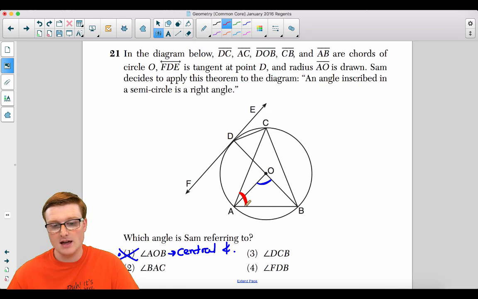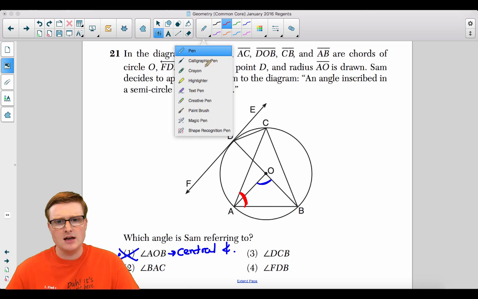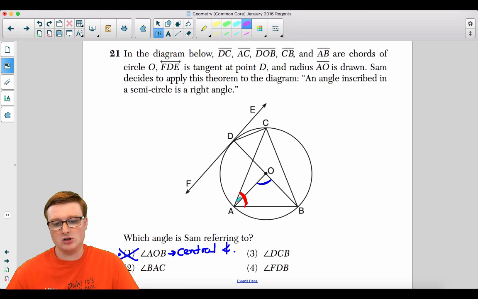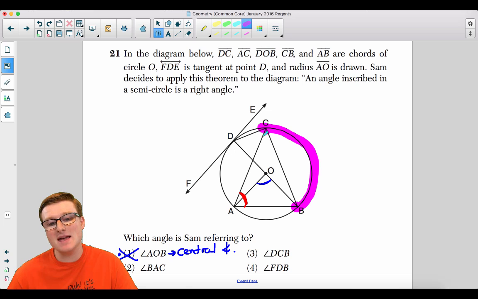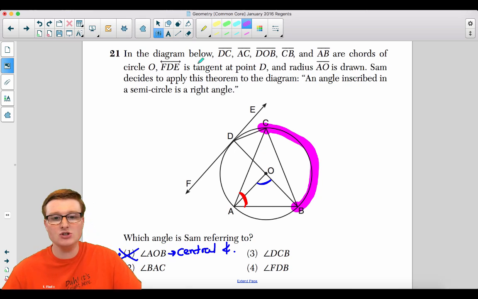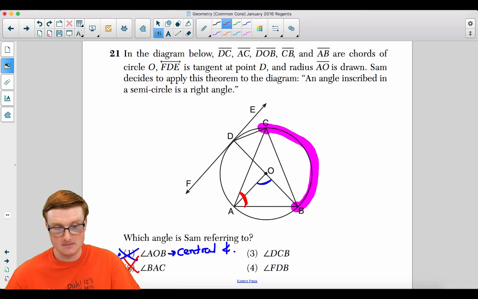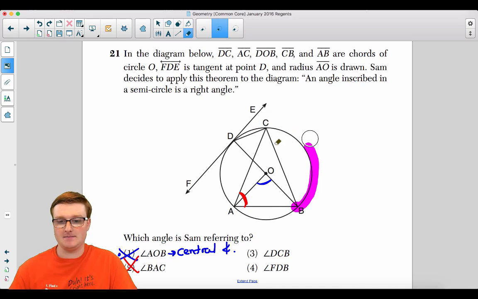Choice 2 is showing the measure of angle BAC. BAC, okay. That's an inscribed angle, okay. But is it inscribed in a semicircle? Well, it starts at B and it wraps around to C. That's not a semicircle. A semicircle has to be 1/2 of a circle. That's not making it the full way. So choice 2 is wrong. Let's go on to number 3.